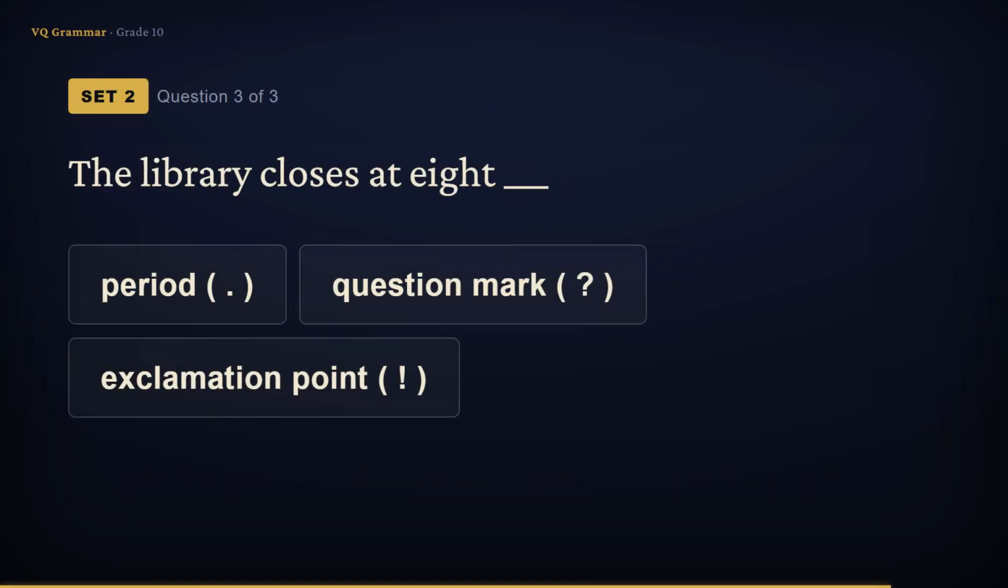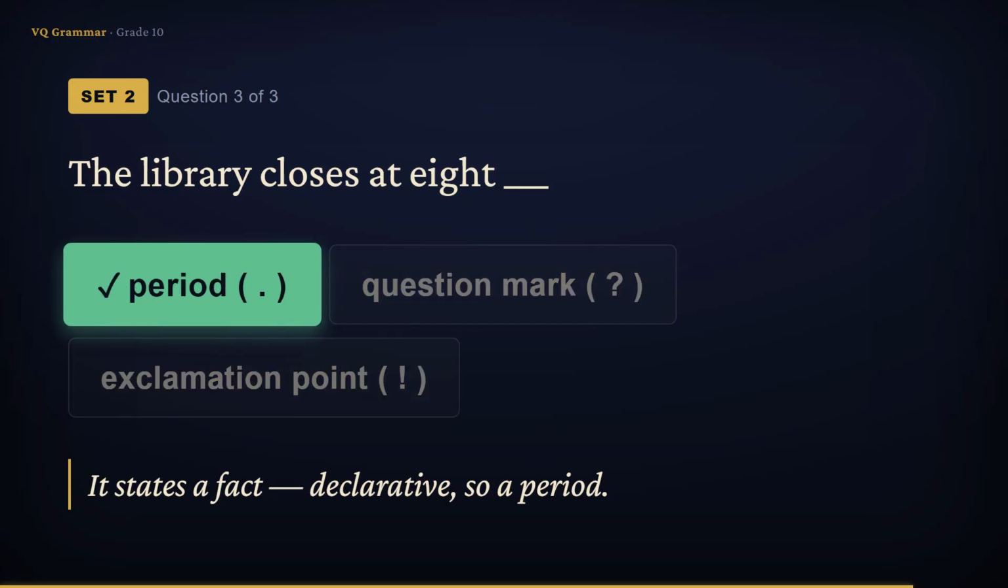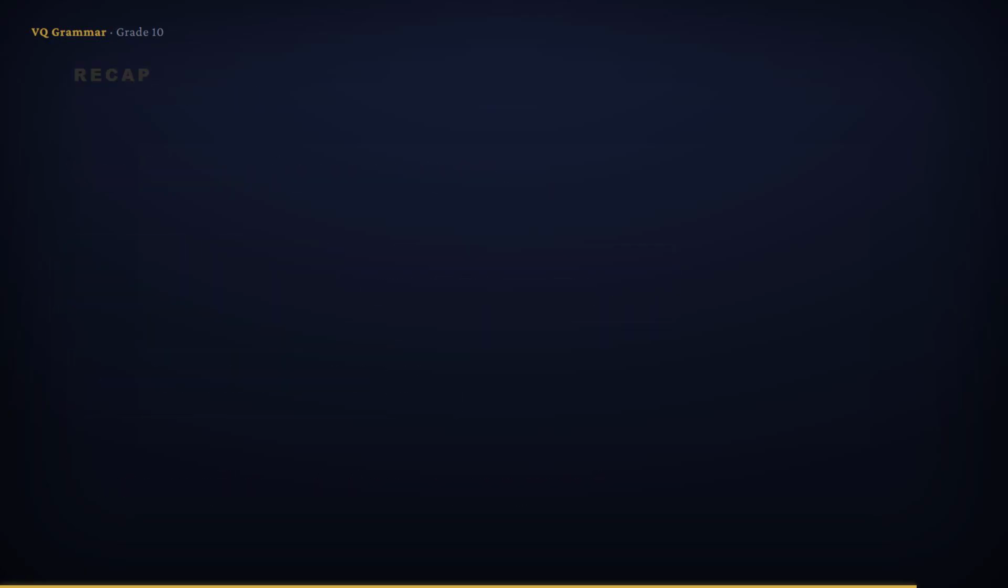The library closes at 8. Nothing is being asked here, nothing is being ordered, and nothing is being exclaimed. The sentence is simply stating a fact, so its purpose is declarative, and a declarative sentence takes a period.